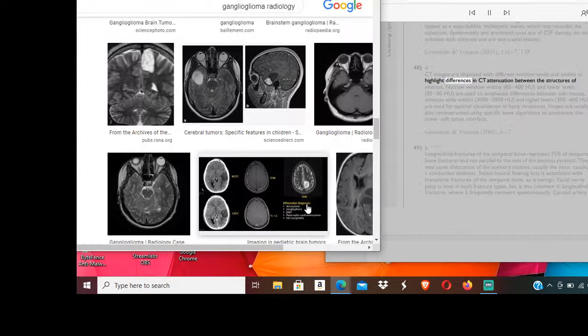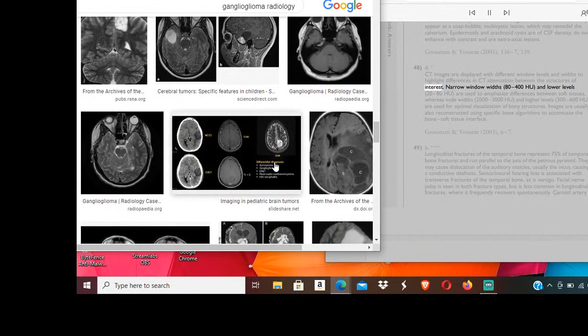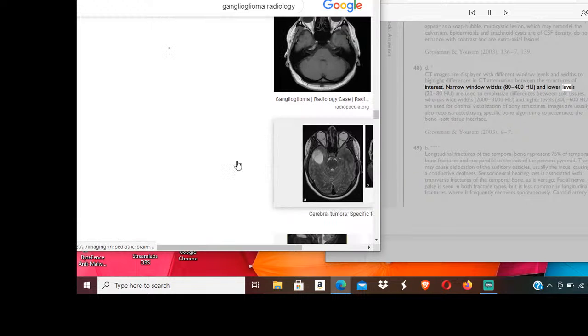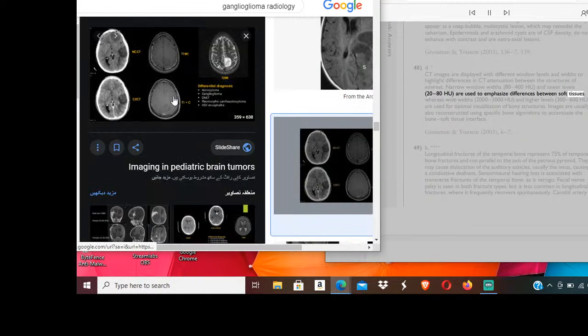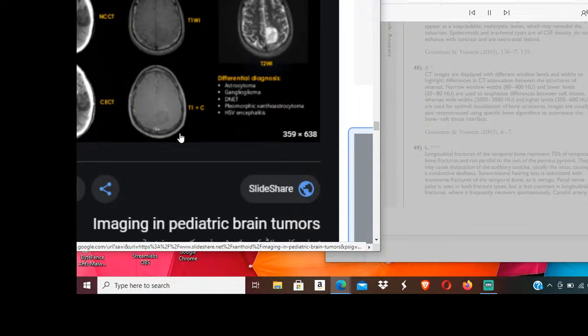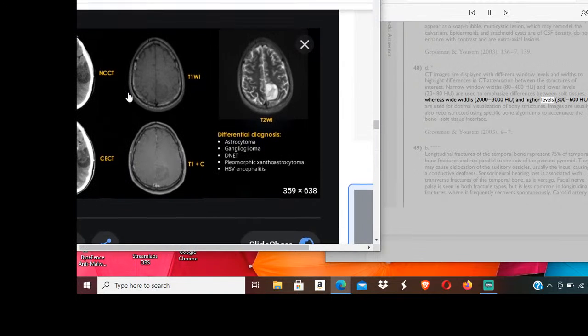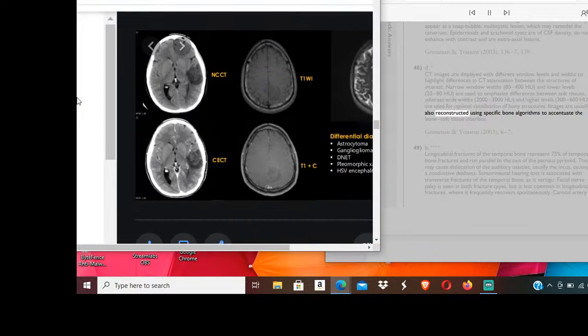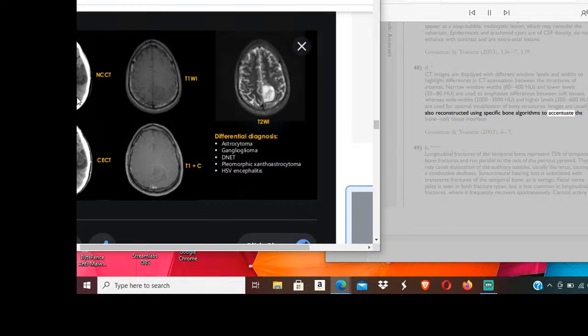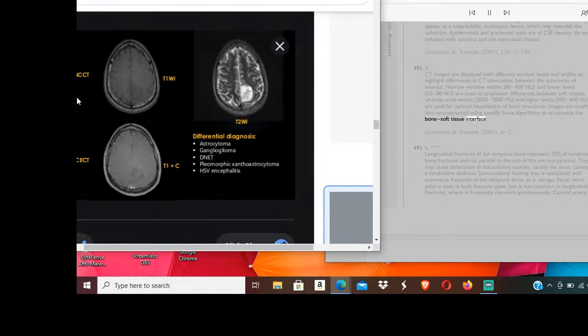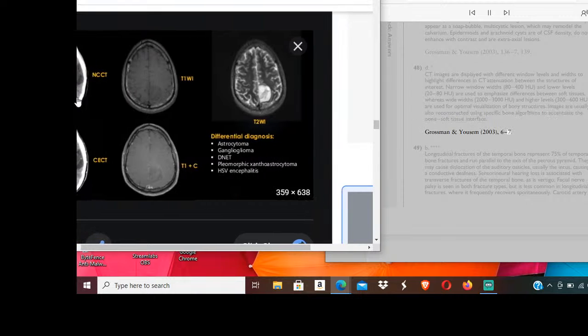Window levels and widths are chosen to highlight differences in CT attenuation between the structures of interest. Narrow window widths, 80-400 HU, and lower levels, 20-80 HU, are used to emphasize differences between soft tissues, whereas wide widths, 2000-3000 HU, and higher levels, 300-600 HU, are used for optimal visualization of bony structures. Images are usually also reconstructed using specific bone algorithms to accentuate the bone-soft tissue interface. Grossman and Yousem, 2003, 6-7.